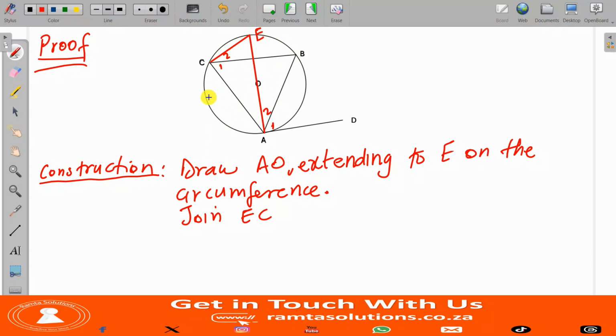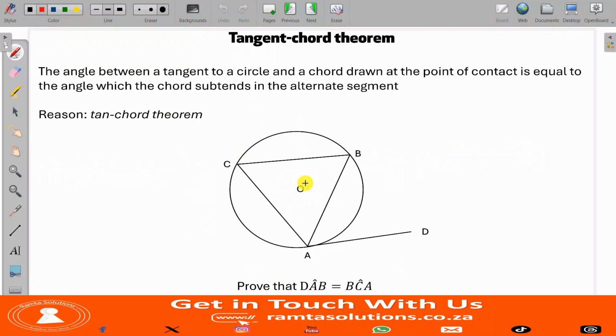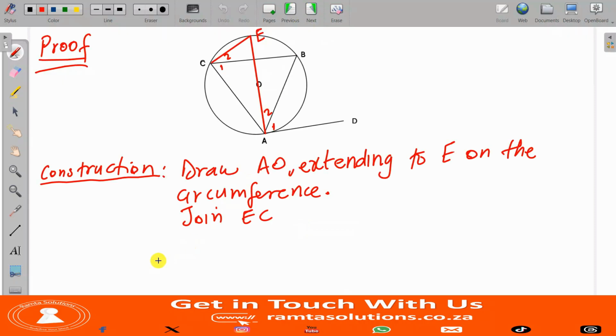Now let's get into our work. Remember, we are proving that angle DAB is equal to angle BCA. When we proceed, you will agree with me that angle C, let me not call it angle C, but let me call it angle ECA or angle ACE, whichever you like, will be equal to 90 degrees. And what's the reason?